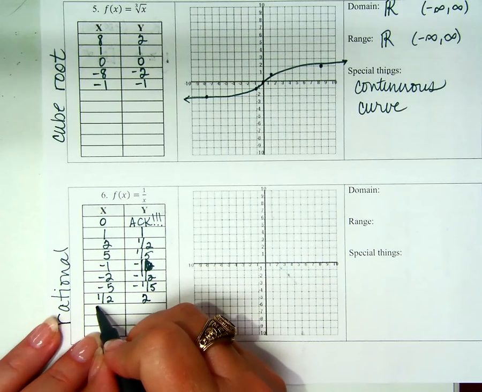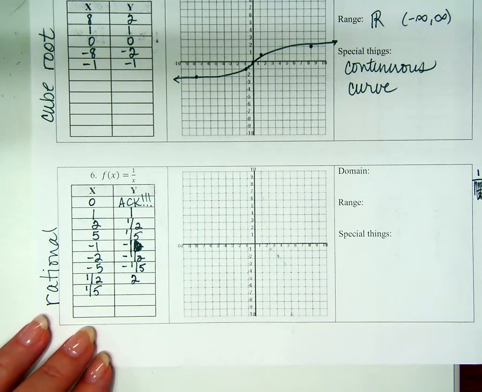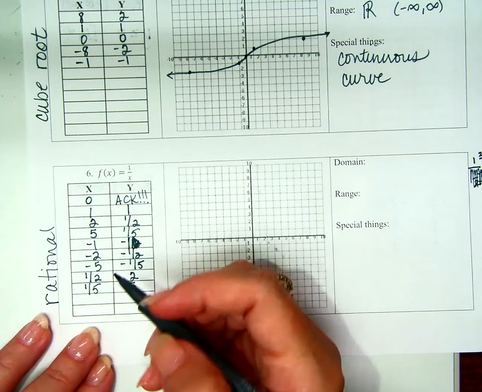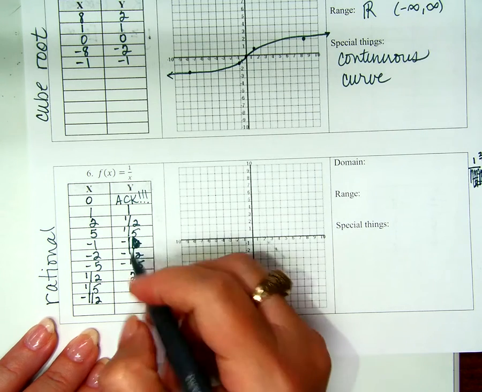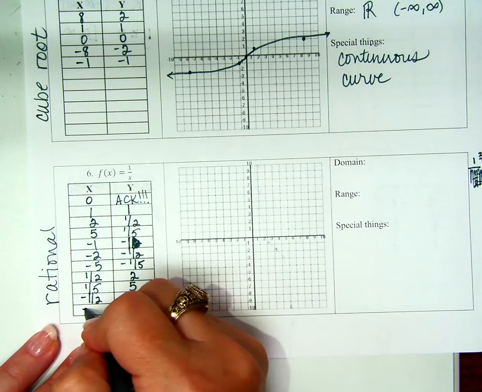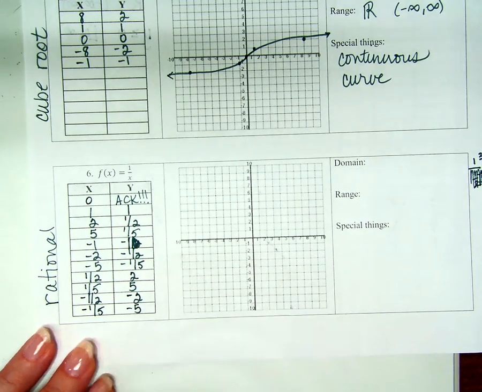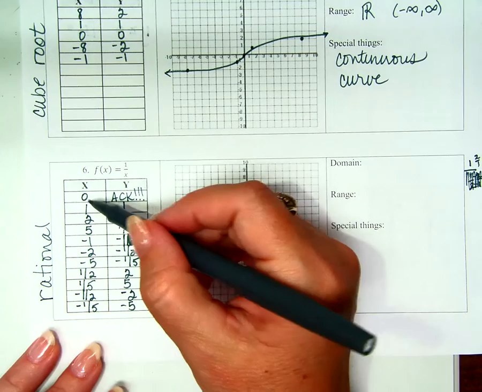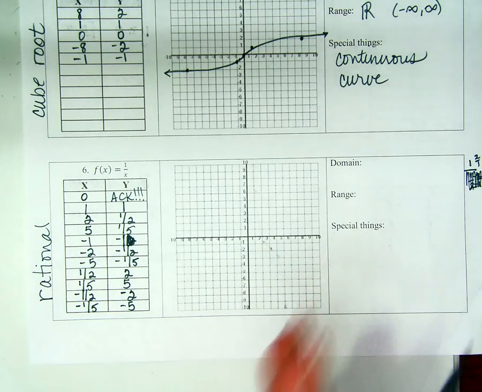So what if I choose 1/5? What's that going to be? 5. So what else could I choose? Negative 1/2, which would give me negative 2. And I could choose negative 1/5, which would give me negative 5. Okay? Very carefully plot these points. What do we do at 0? Nothing, right? We don't do anything at 0.